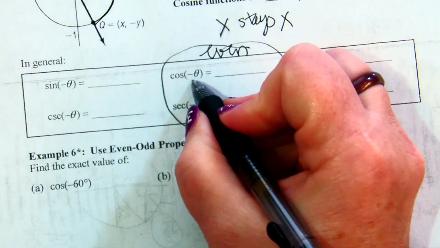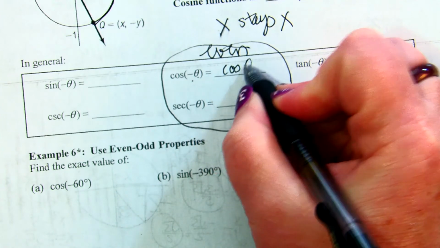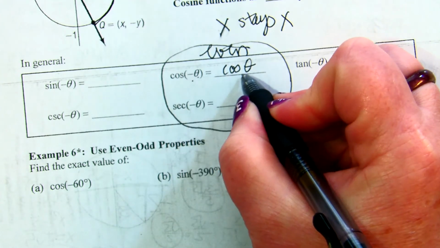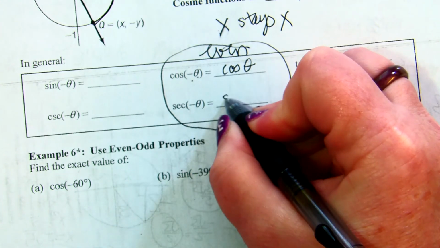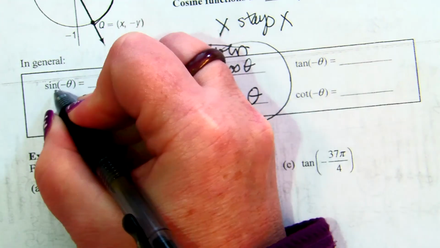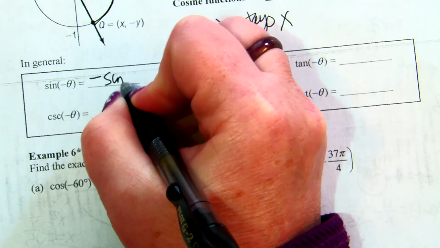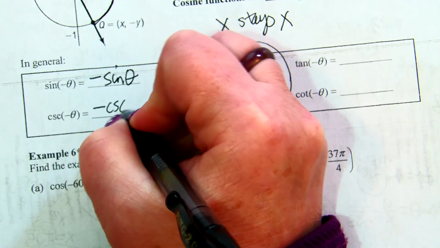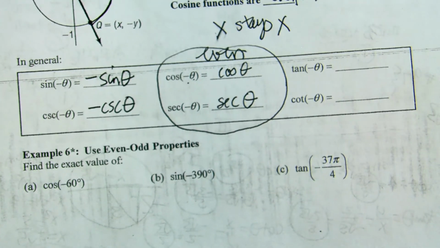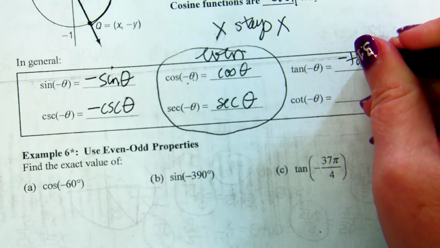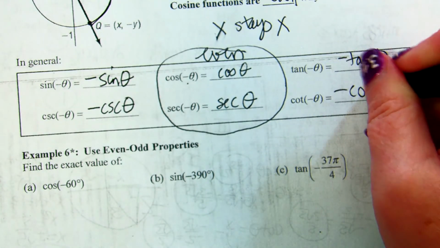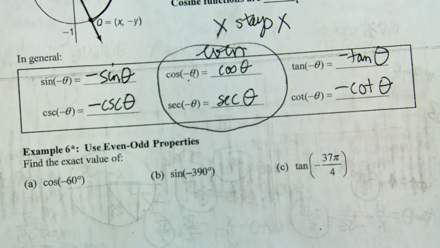So cosine of negative theta is the same thing as cosine of theta. So if there's a negative inside, you just ignore it and you get cosine theta. Same with secant theta. But with sine and cosecant, you bring this negative out front. Negative cosecant theta. And with tangent, they're odd as well. Negative tangent theta, negative cotangent theta. So I'm going to show you some examples of using these odd and even properties.